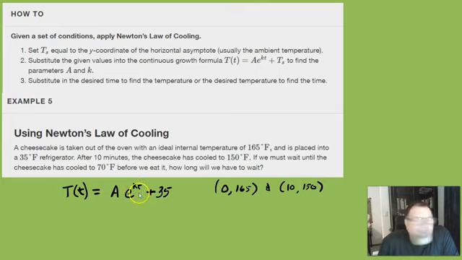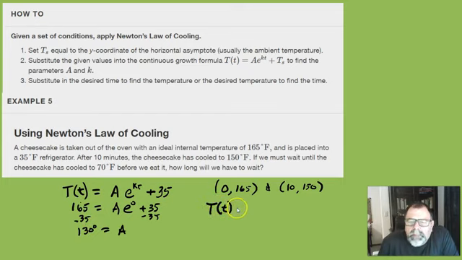some of these variables. So if we plug in 0, the temperature is 165. So A e to the 0 plus 35. Anything to the 0 is 1. And then we're going to subtract 35 from both sides. So this is 1 times A. So that tells us A is 130.